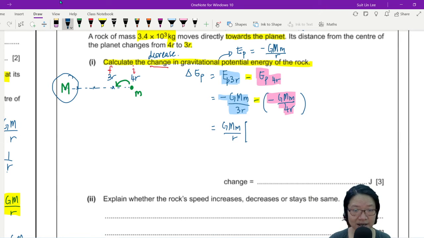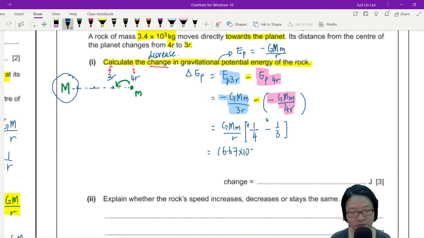Okay, negative is positive. So I'm going to have 1 over 4. So I've taken out GMM over R. So what is left is 1 over 4. Negative becomes positive 1 over 4. Minus, this minus will be from here. GMM over R I've taken out. So what is left is 1 over 3. Yay. Okay, now we can substitute.